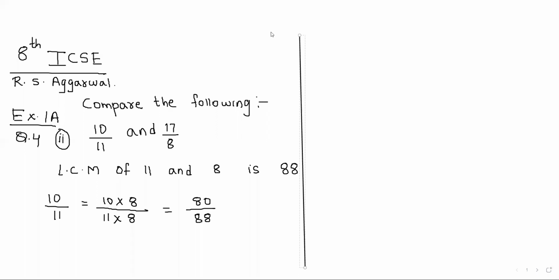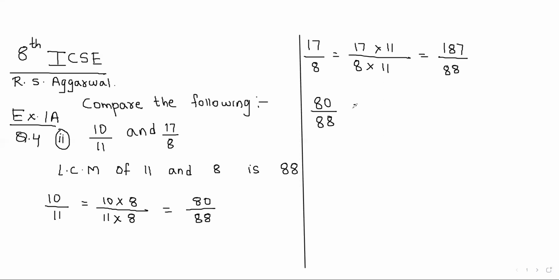The second rational number is 17 by 8. We need to make the denominator 88. So we have to think, 8 into which number will give us 88? It's 11. Whatever we multiply to the denominator, the same should be multiplied to the numerator. So what is 17 into 11? It is 187. So we have got two new rational numbers with the same denominator, that is 80 by 88 and 187 by 88.